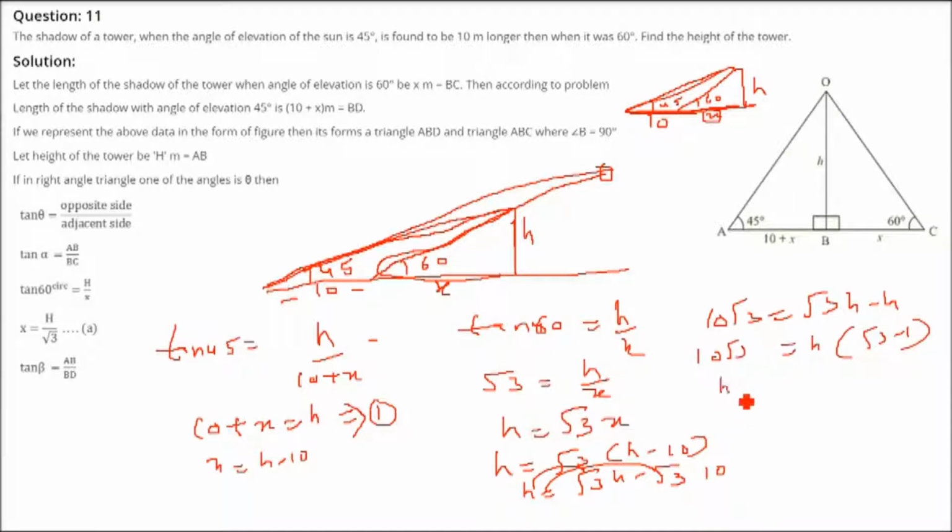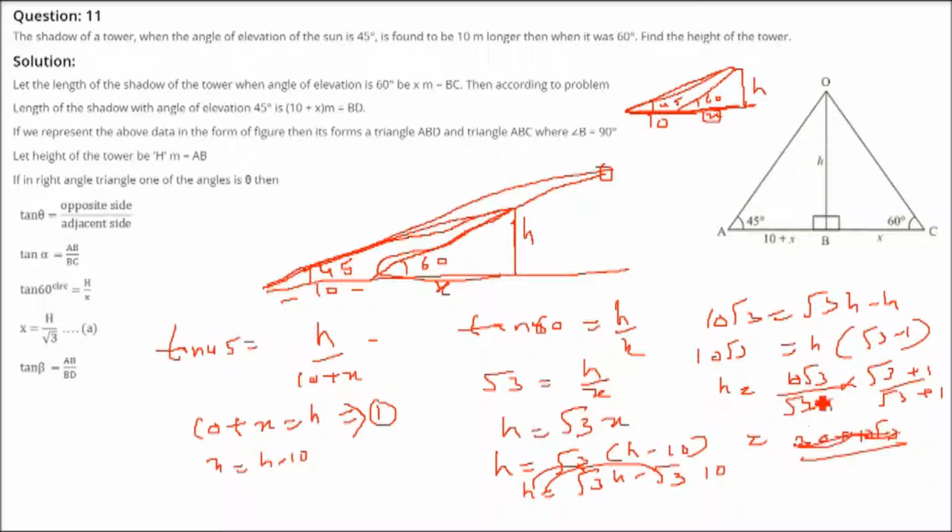Now bring this down. h will be equal to 10 root 3 by (root 3 minus 1). We can't leave this root in the denominator, so we multiply root 3 plus 1 in the numerator and denominator. So we get 10 root 3 into root 3, that is 10 into 3, 30, plus 10 root 3. And what do you get?